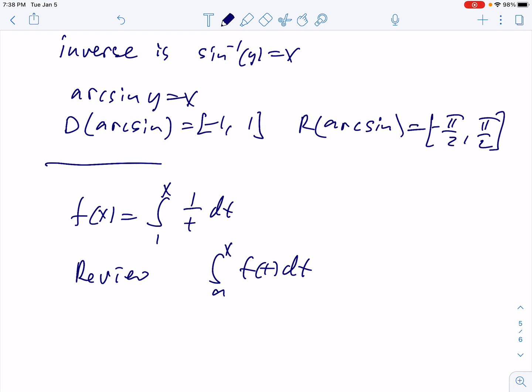So we shall talk about the natural logarithmic function. We shall call this natural log x. Then we shall talk about its inverse, the natural exponential function. After that, we shall come back to inverse sine, then inverse cosine, and stuff like that.